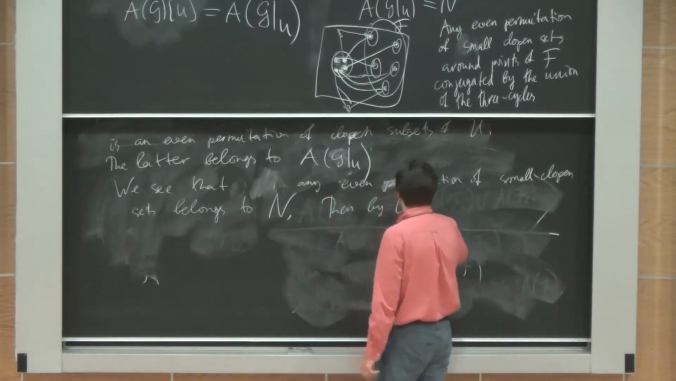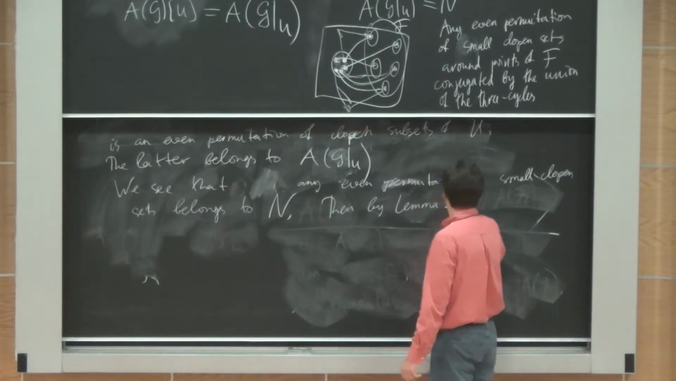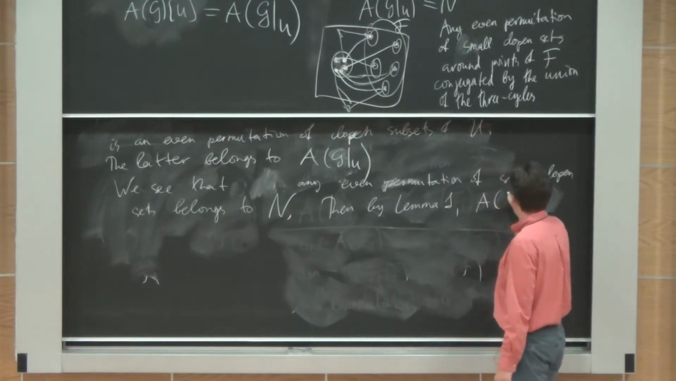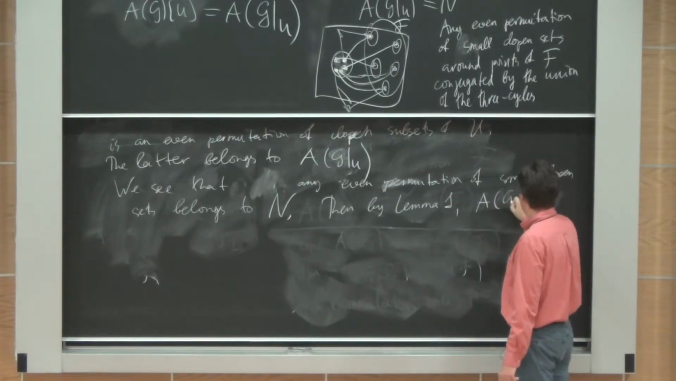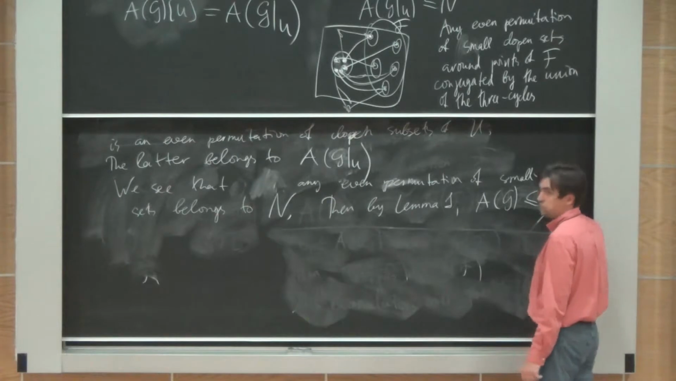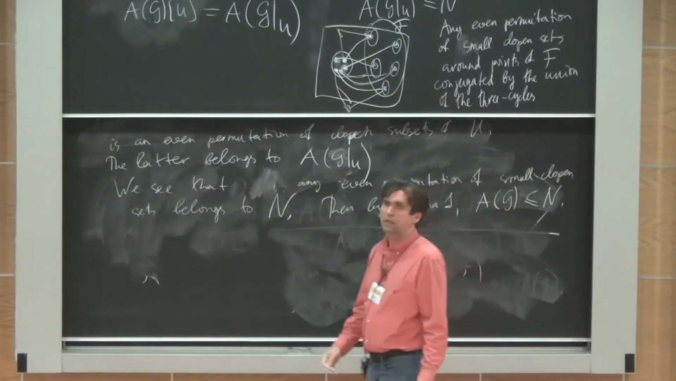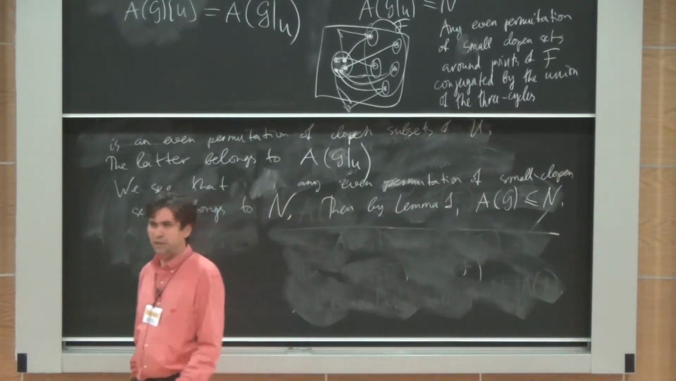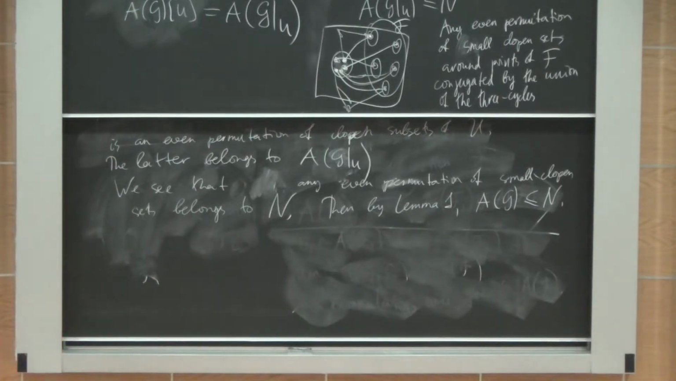Then by lemma 1, A of G is in N. Any even permutation is in N, so everything is in N. So N is the whole group. So it shows that the group is simple.